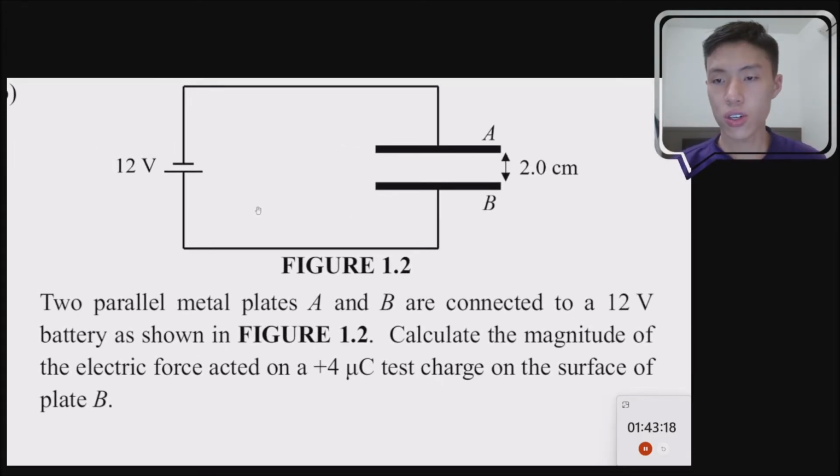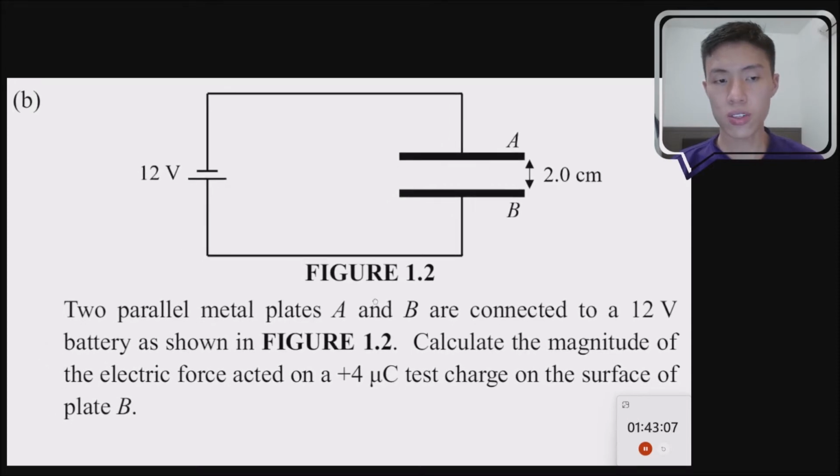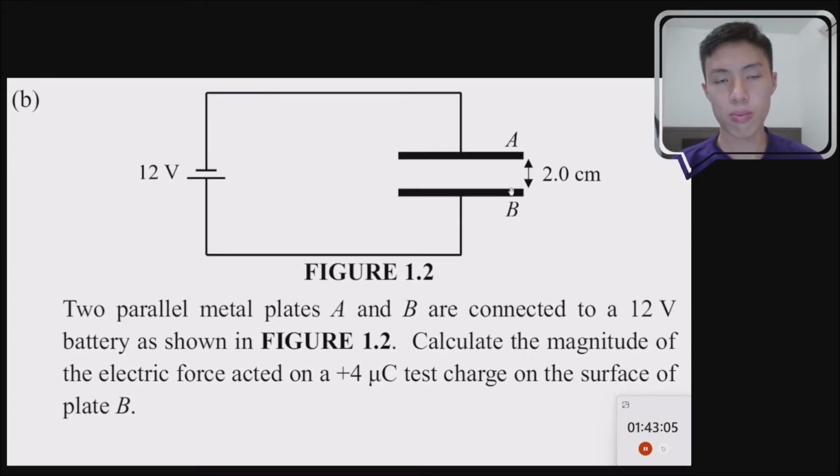Let's try to solve this question here. Two parallel metal plates A and B are connected to a 12-volt battery as shown in figure 1.2. This is still question 1, so this is chapter 1. If you see a parallel plate, immediately think of a uniform electric field being produced in between the plates. Calculate the magnitude of the electric force acting on the positive 4 microcoulomb test charge on the surface of plate B.